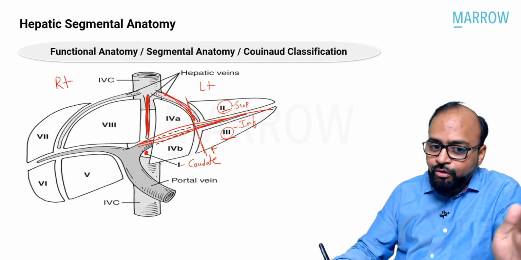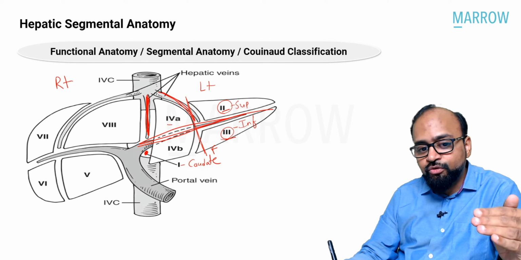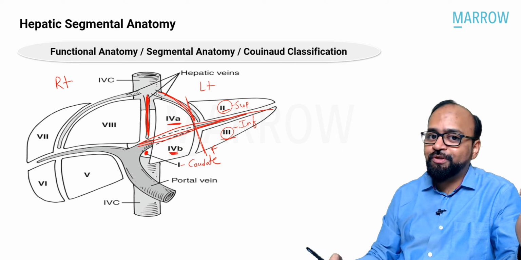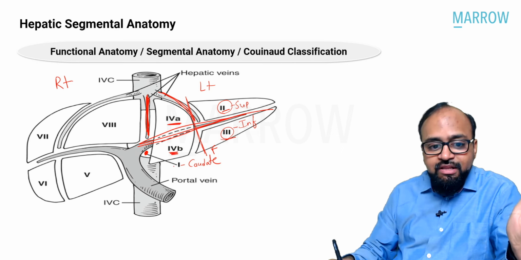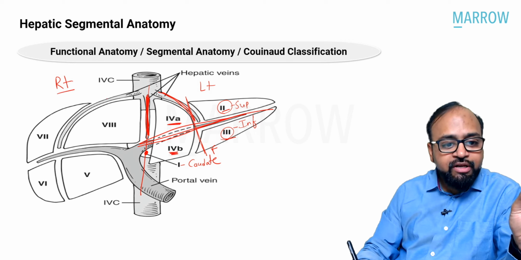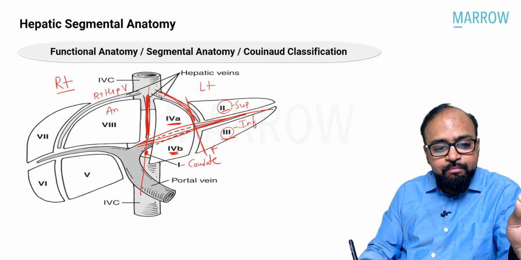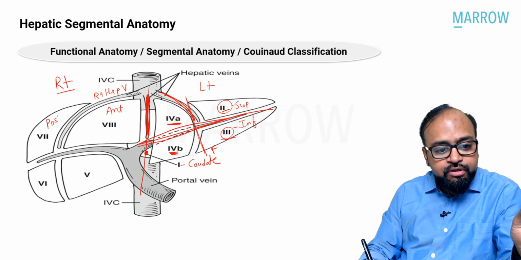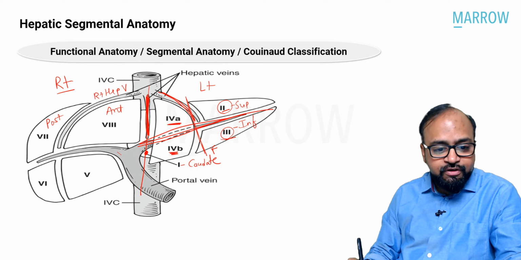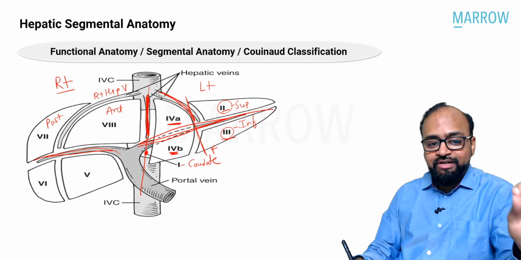Similarly, to the right of this particular plane, above the level of the left branch of the portal vein, you have segment 4A. Below the level of the left branch of the portal vein, you have segment 4B. Now, to the right of the middle hepatic vein here, you have the right lobe of the liver. The right hepatic vein divides it into the anterior part and the posterior part. Each of these anterior and posterior parts is divided further by the right branch of the portal vein into superior and inferior parts. So look at this.